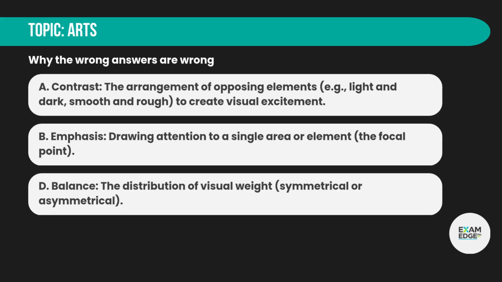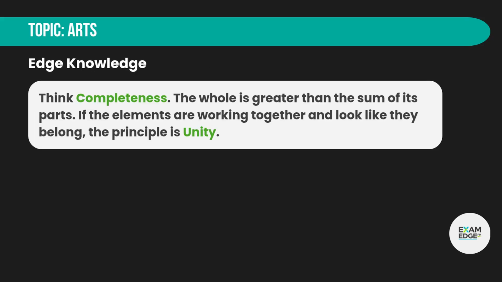A. Contrast. The arrangement of opposing elements, e.g., light and dark, smooth and rough, to create visual excitement. B. Emphasis. Drawing attention to a single area or element, the focal point. D. Balance. The distribution of visual weight, symmetrical or asymmetrical. Edge knowledge. Think completeness. The whole is greater than the sum of its parts. If the elements are working together and look like they belong, the principle is unity.